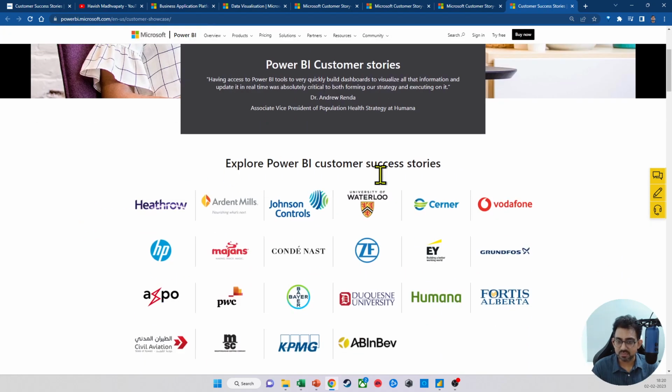And you can see there's a wide assortment of companies that have been represented here. So definitely take out some time. And before we actively start to work on the tool, it would be a great idea for you to see how companies have been using these tools.